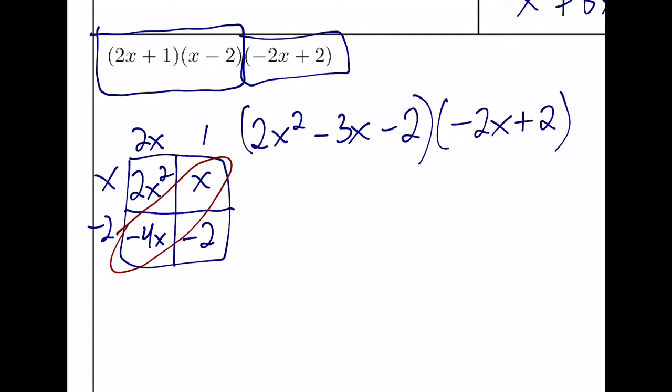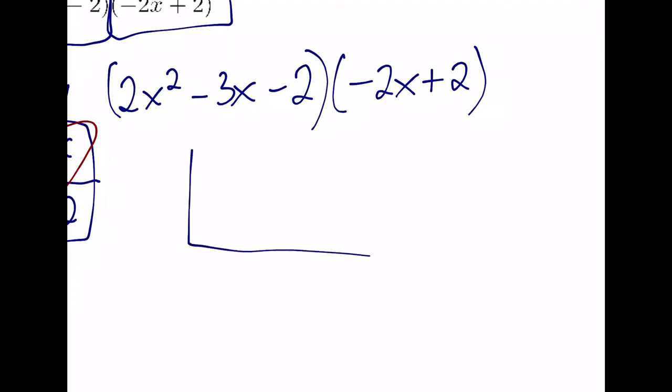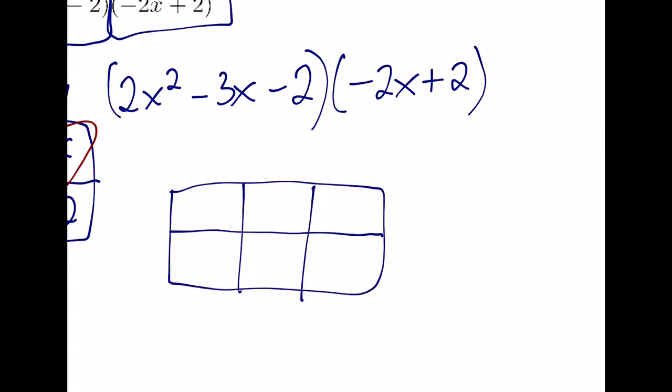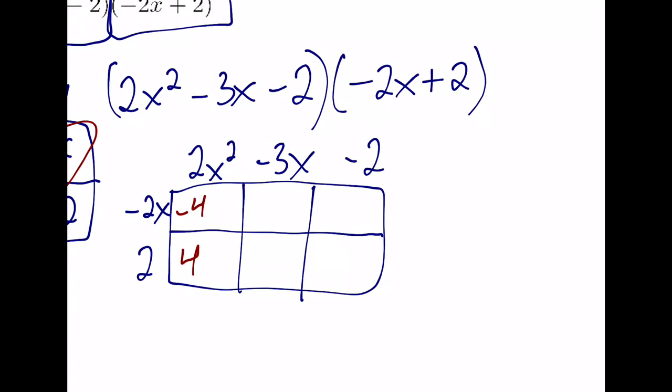And now it's just like the previous problem. We have a trinomial times a binomial. So if I set up a 3 by 2 box, 2x squared, negative 3x, negative 2, negative 2x, and positive 2, and I multiply rows by columns. So let's do just the coefficients first to practice. And that is negative 2 times 2 gives me a negative 4. 2 times 2 gives me 4. Negative 2 times negative 3 is a positive 6. 2 times negative 3 is a negative 6. Negative 2 times negative 2 is a positive 4. 2 times negative 2 is a negative 4.